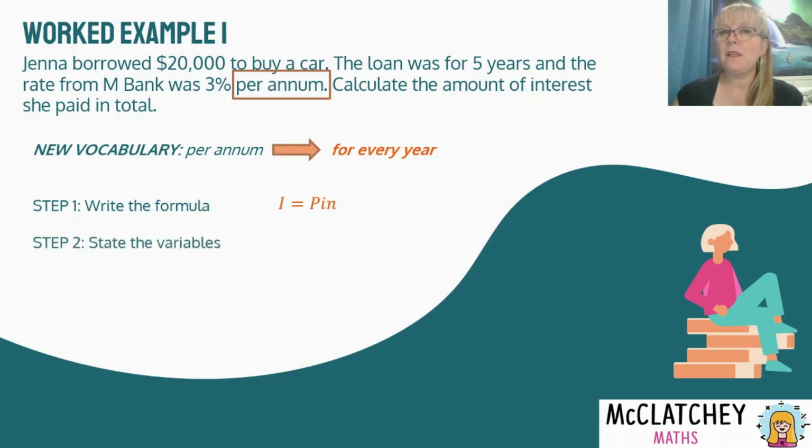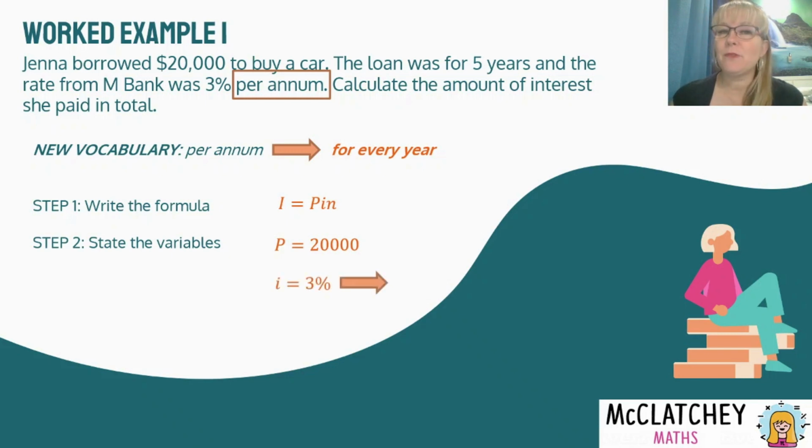Our second step, and this is an important step that a lot of students often skip and then they make mistakes, is to state our variables. It's a good idea to list them, particularly because we have a worded problem. We want to make sure that we're using C plan, do check, and unpacking all the different parts of this question. So firstly, we've been given the principal, that's $20,000. That's the amount that Jenna borrowed at the very beginning.